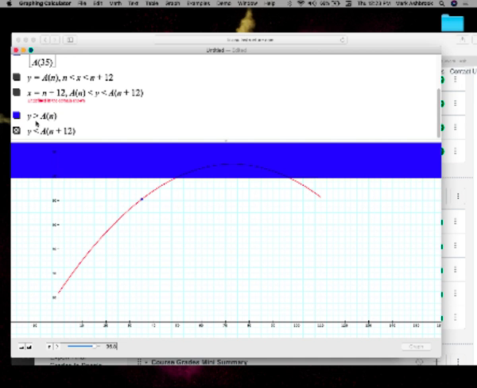Okay, now what about the next one? Y is less than a of n plus 12. What's that going to look like? Where is that? Where's the line of a of n plus 12? Is it at the bottom of the blue? Where's the line of a of n plus 12?